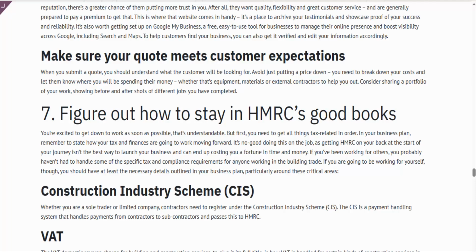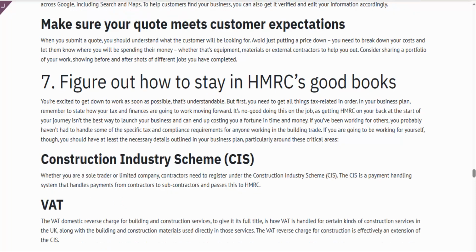Make sure your quote meets customer expectations. When you submit a quote, you should understand what the customer will be looking for. Avoid just putting a price down. You need to break down your costs and let them know where you will be spending their money, whether that's equipment, materials or external contractors to help you out. Consider sharing a portfolio of your work, showing before and after shots of different jobs you have completed.